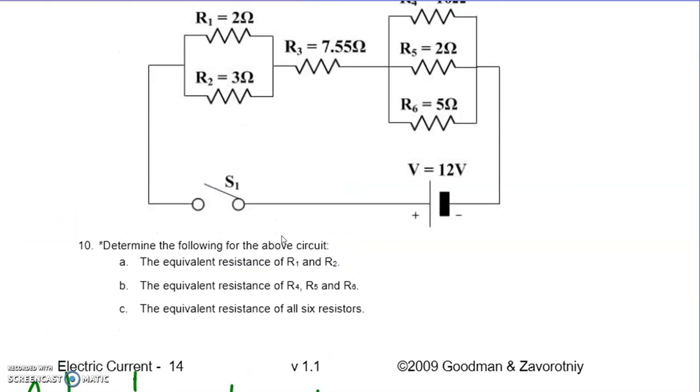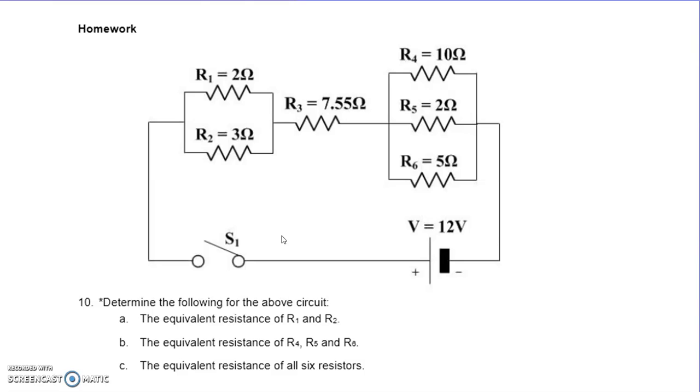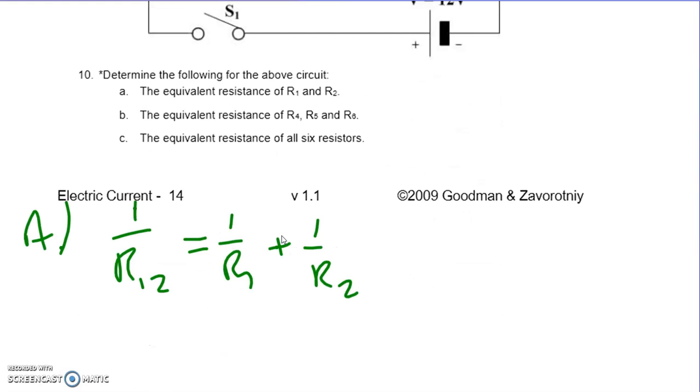Okay, so 1 over 2. And we get 1.2 ohms for R12. Please show your work for this. I'm just doing this quickly because I want to get to the important parts.